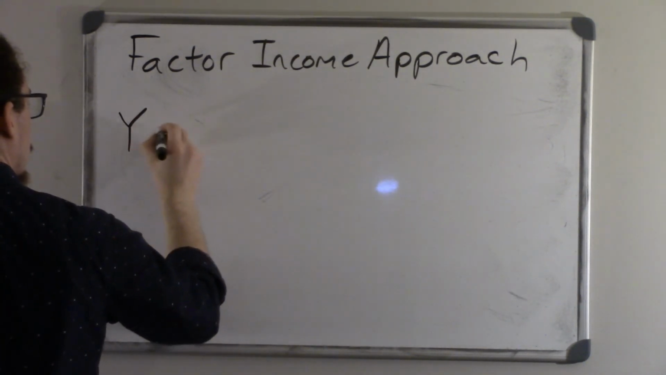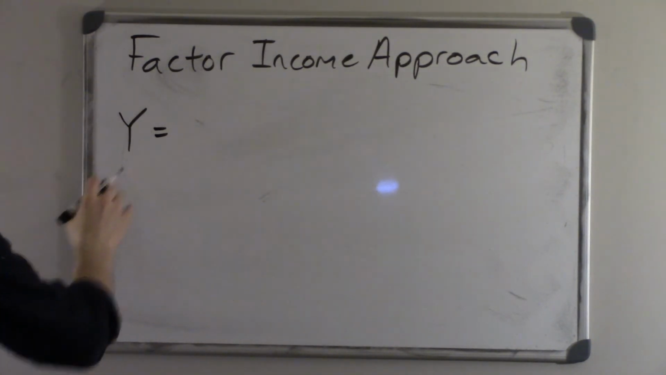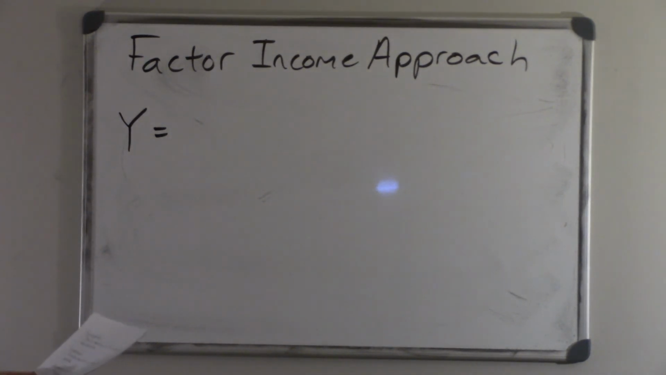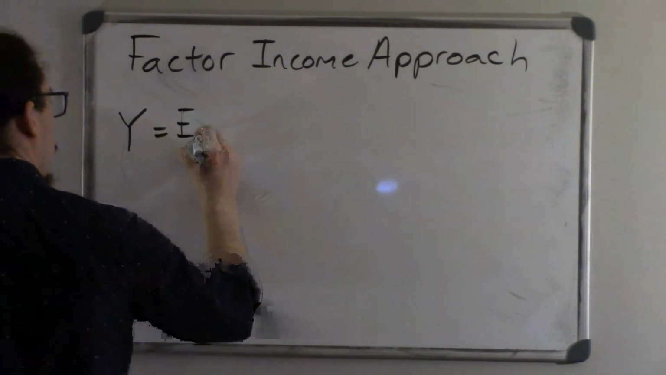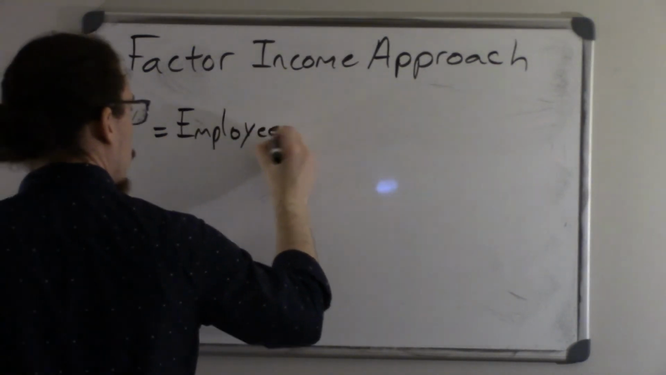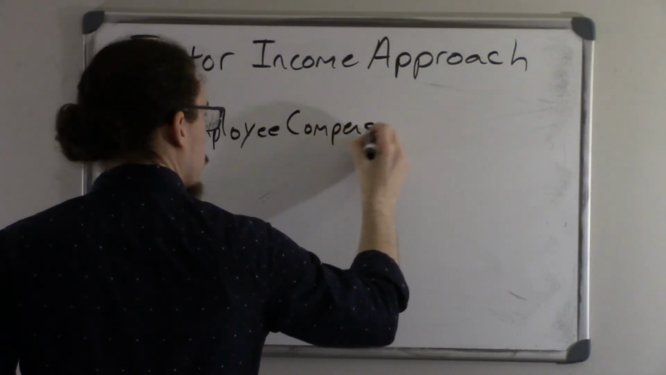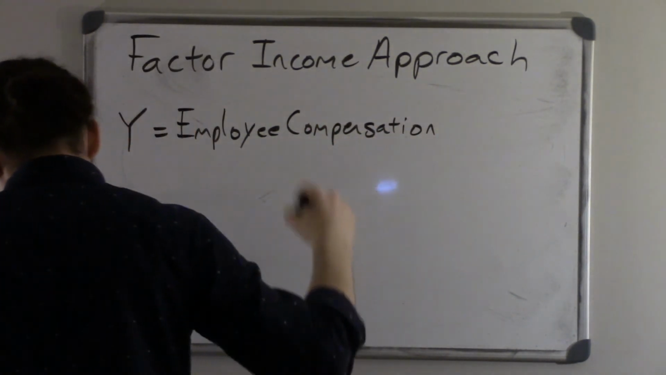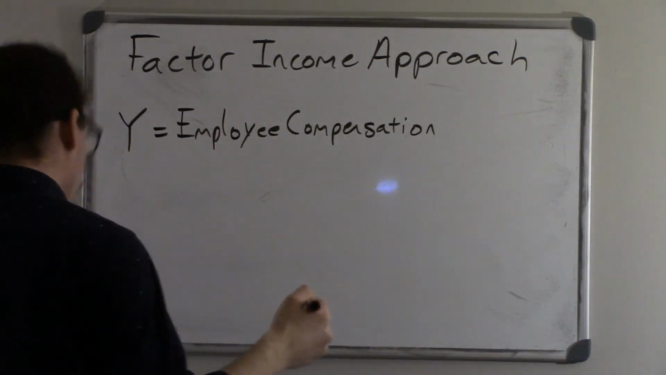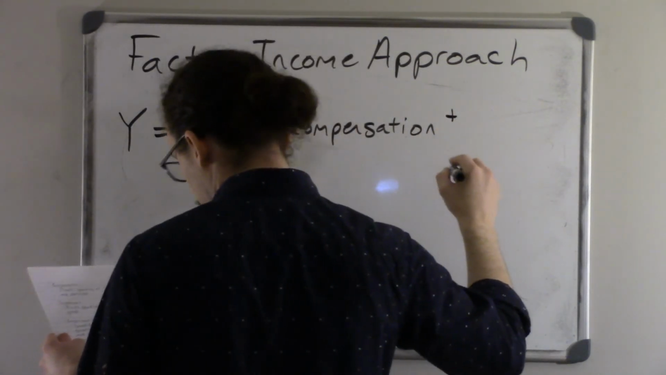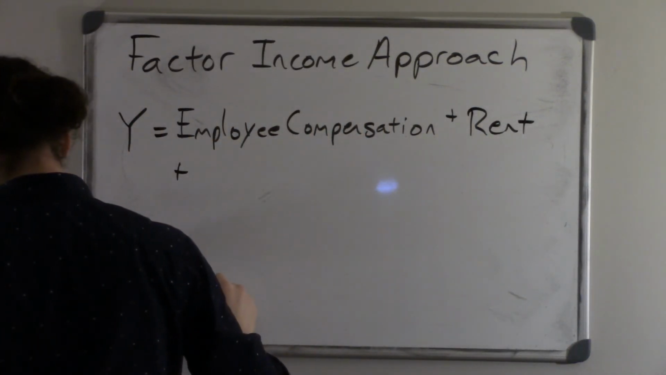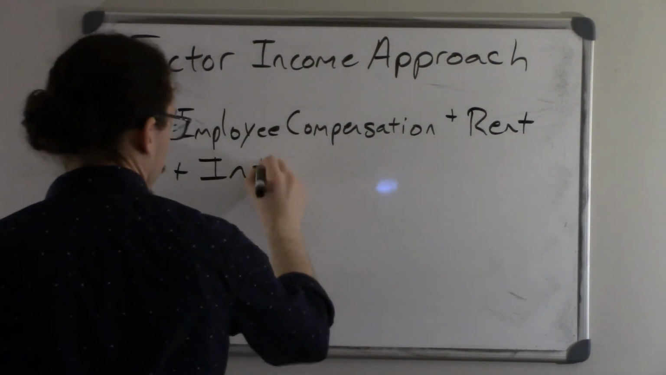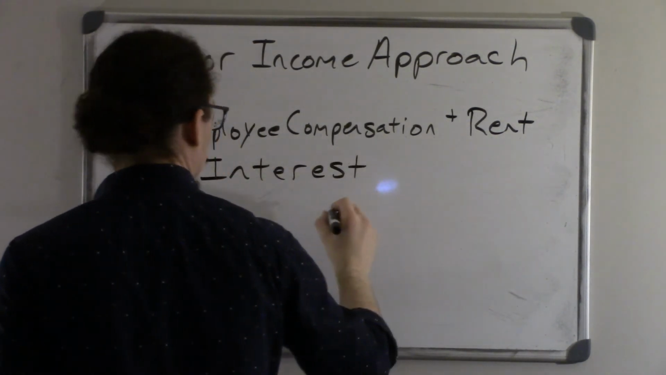I'm probably not going to fit this all on one line because it's not just letters, it's actual words, but it's also going to be represented by an equation. So once again, we have the Y, that's our GDP. So our GDP is going to be our employee compensation, so wages or salaries along with the value of vacation days and health insurance and all of that kind of stuff.